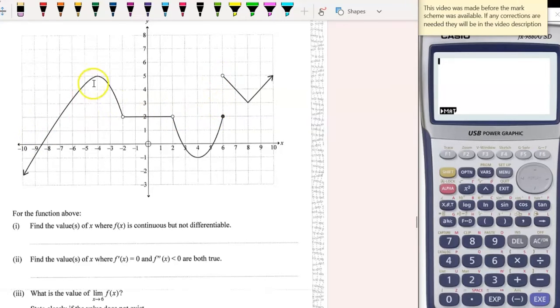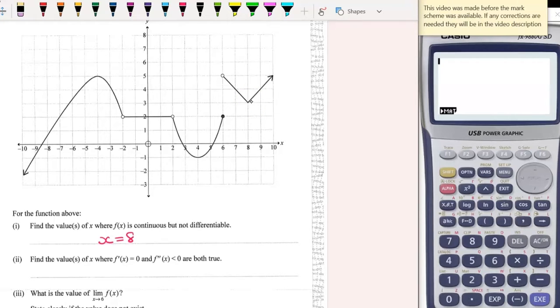Now anywhere where it's smooth, we can differentiate that, we could find the gradient of that, but we can't do it where there's a kink in the graph like this one here. So that's the only place where there's a kink, but we don't need to take our pen off the paper to be able to draw it. So that's when x equals 8.